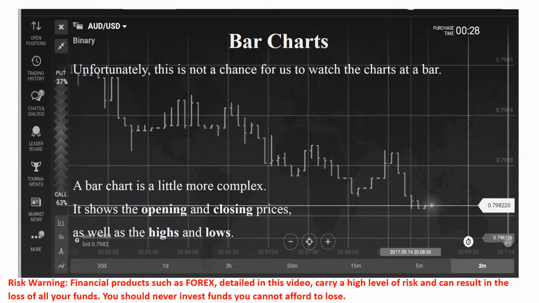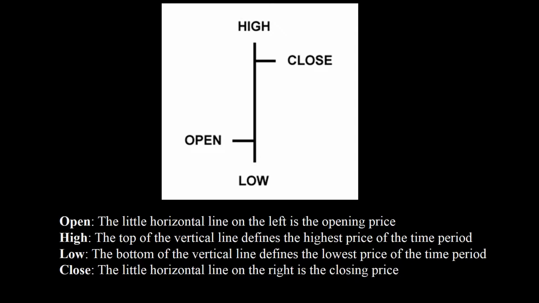Bar charts. Fortunately, it's not a chance for us to watch the charts at a bar. It's a little bit more complex than the simple line graphs. And what it does, it shows us the opening and closing of the prices. In this example, we can see the high and low as suggested by the highest and lowest points on the line, and the marker on the left indicates where the price opened and the marker on the right where it closes.